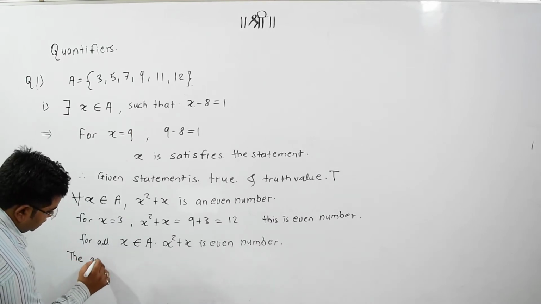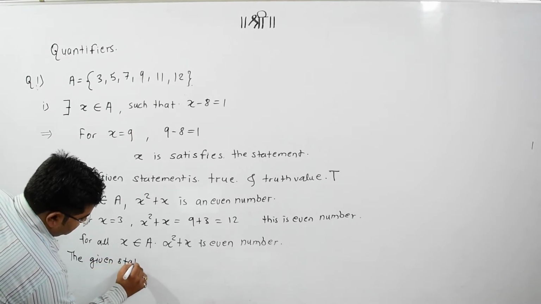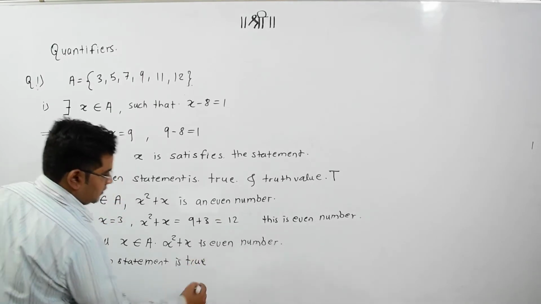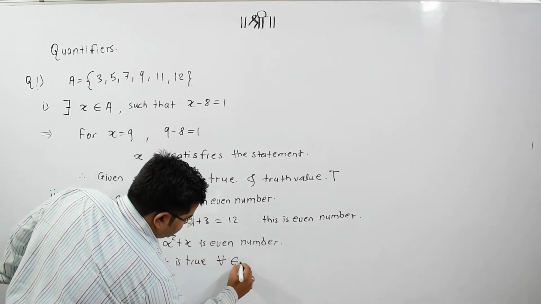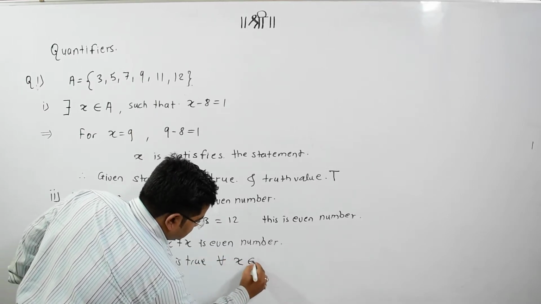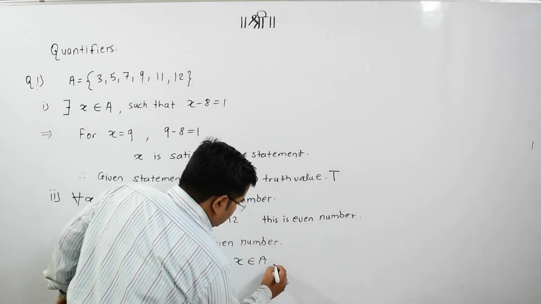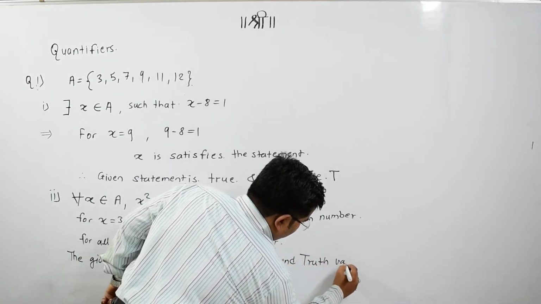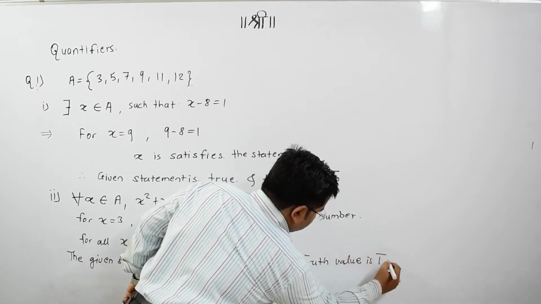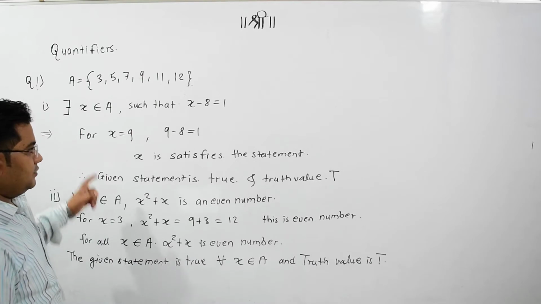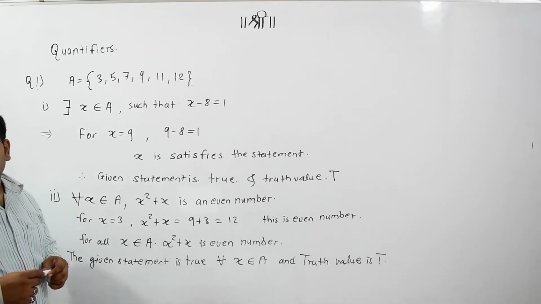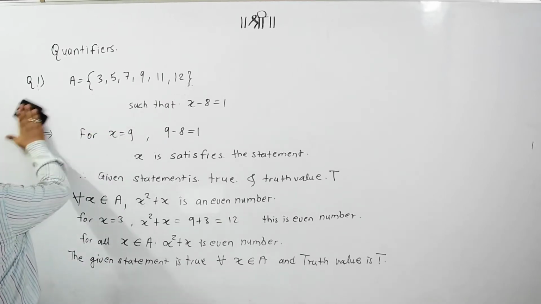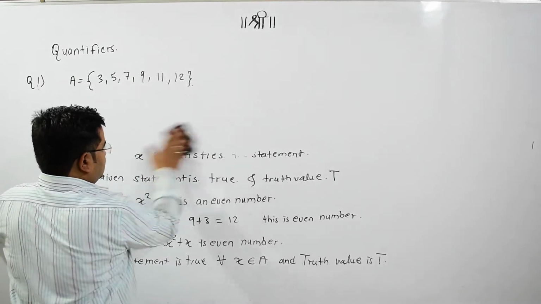The given statement is true for all x belongs to A, and the truth value is T. Okay, so that's how we can solve this question. Now let's move to question number 3 of this question number 1. Again, out of this question number 1 we are solving question number 3.